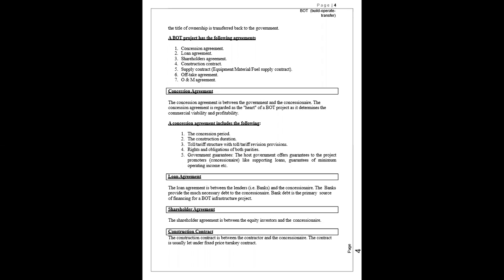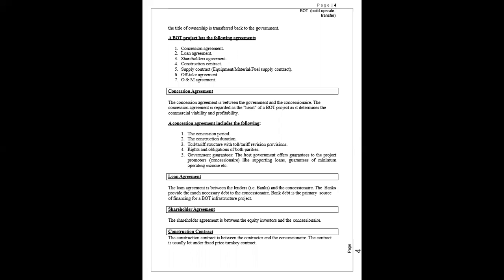So if on that road, per month, the government has told 1 crore rupees will be the minimum guaranteed income, and if that company collects only 70 lakh or 80 lakh, the remaining 20-30 lakhs the government will pay, because that particular point comes under the guarantee of minimum operating income, etc. So different guarantees, different legal things.